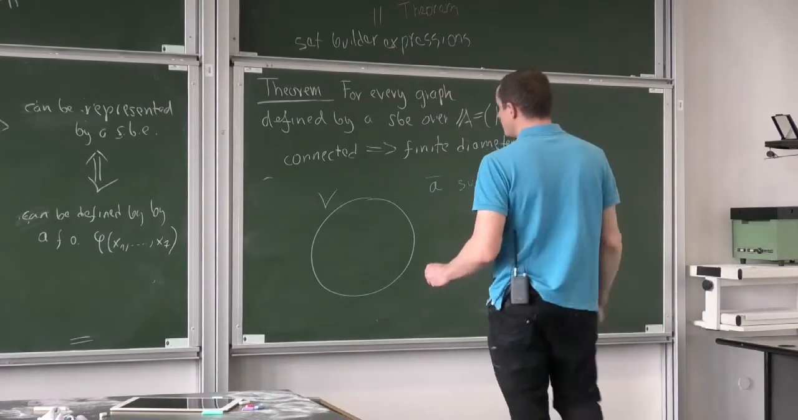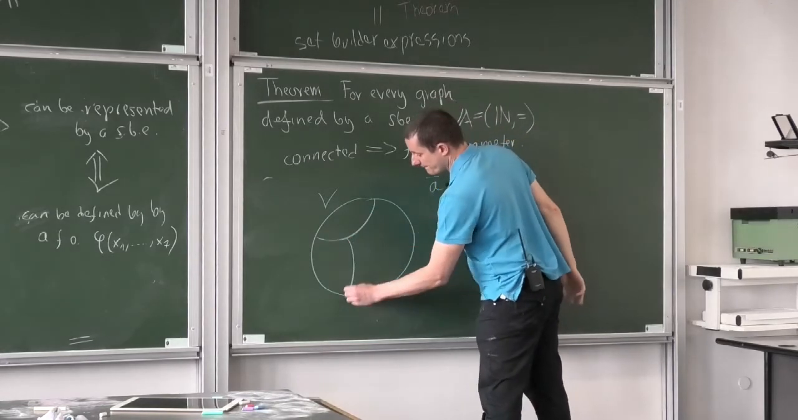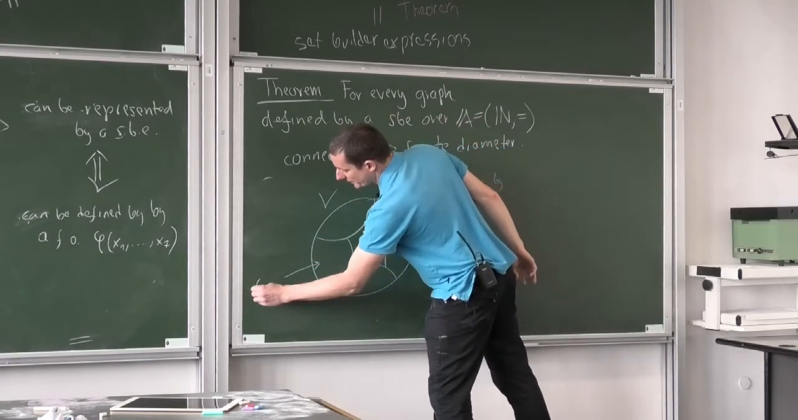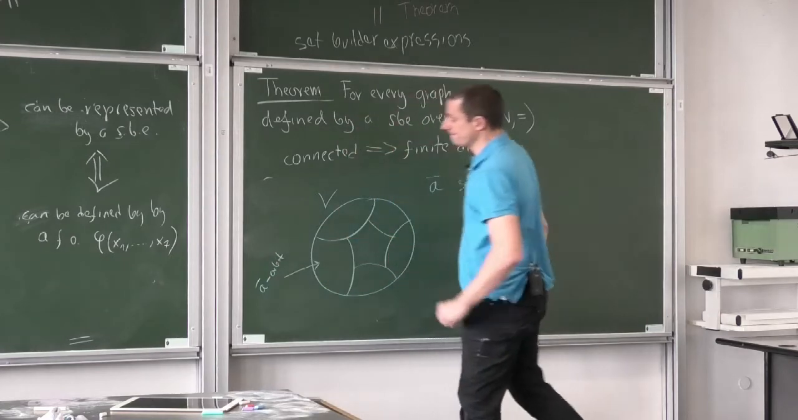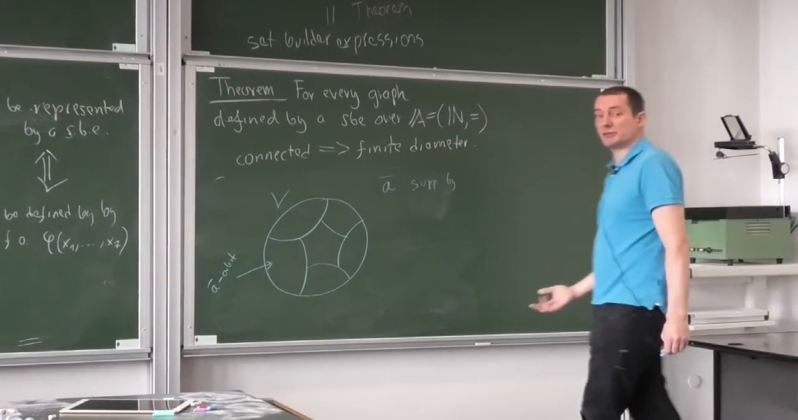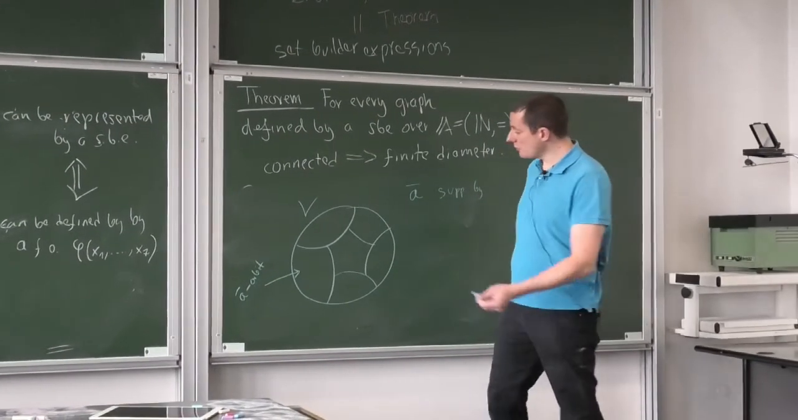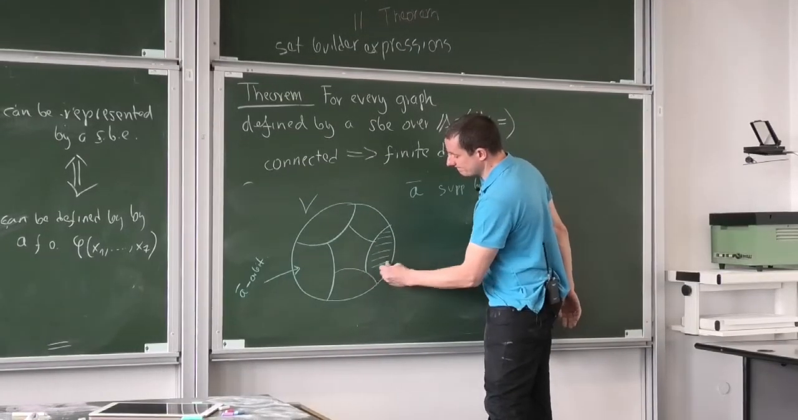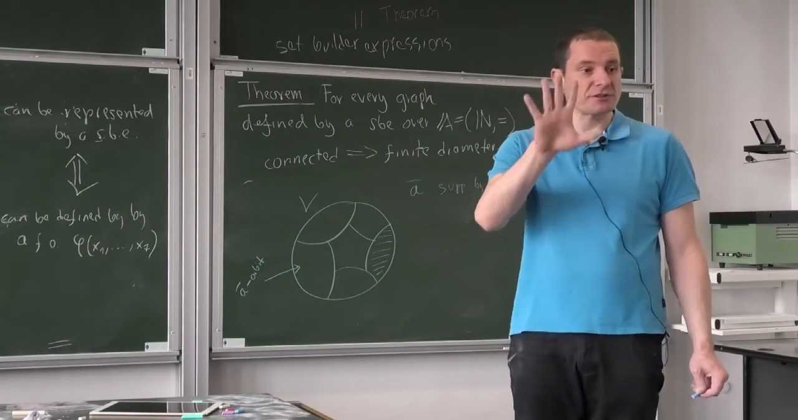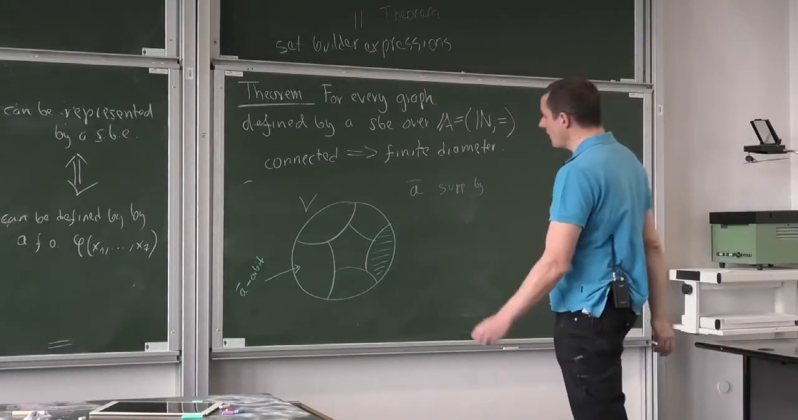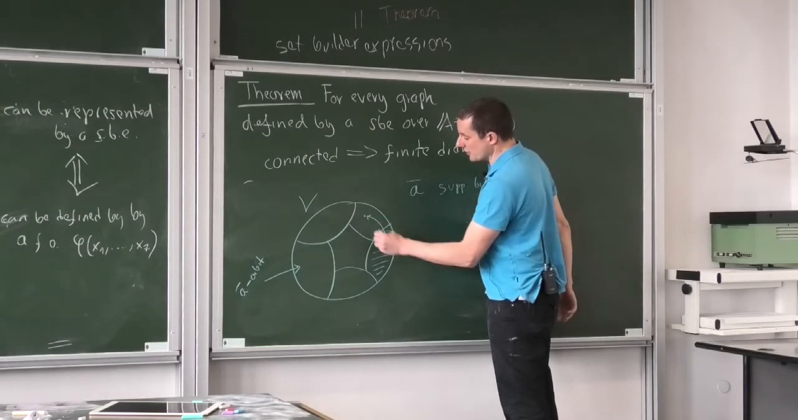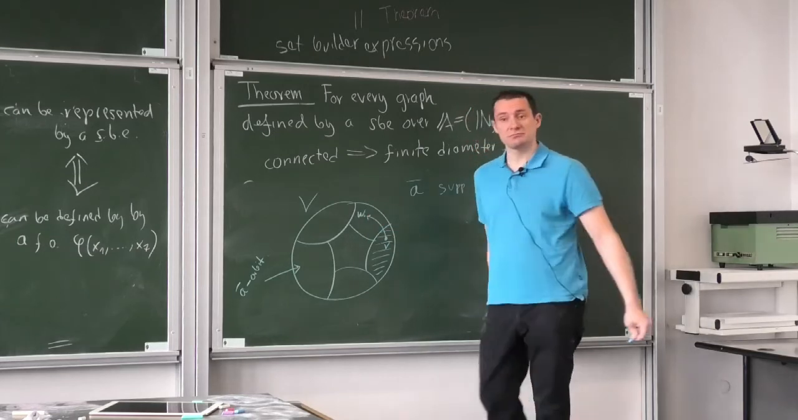So let me partition the vertices according to the A orbits. This is an A orbit. And I want to show that it has finite diameter. What I will show is, suppose that we choose some orbit as our starting vertex, some starting orbit. Now imagine that from this orbit I can reach someplace here. So from some vertex here I can reach some vertex here.